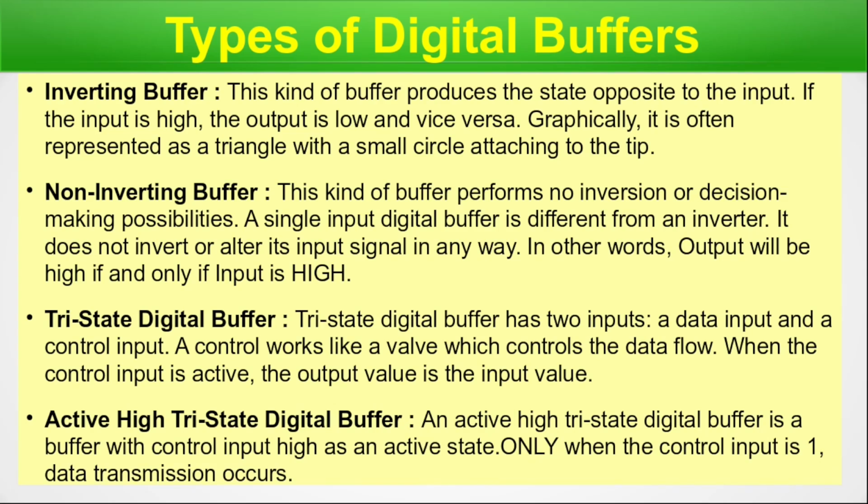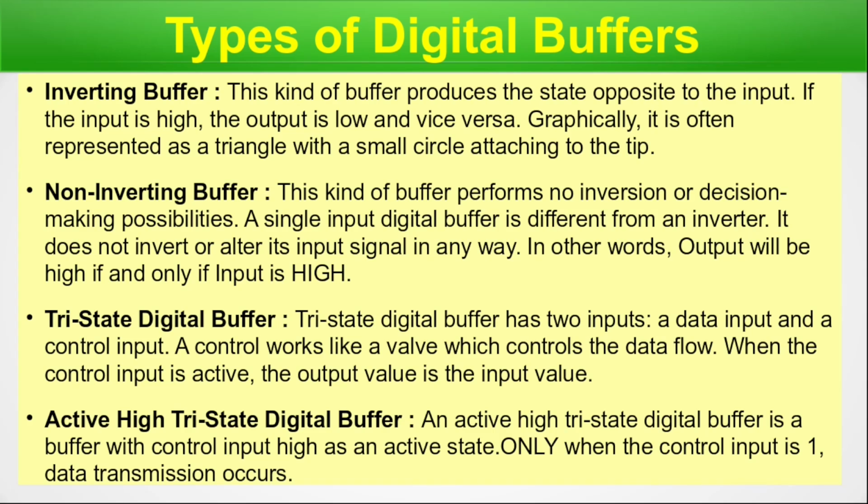Active high tri-state digital buffer. An active high tri-state digital buffer is a buffer with control input high as the active state. Only when the control input is 1, the data transmission occurs. So the active high tri-state digital buffer is a much more specialized tri-state digital buffer.